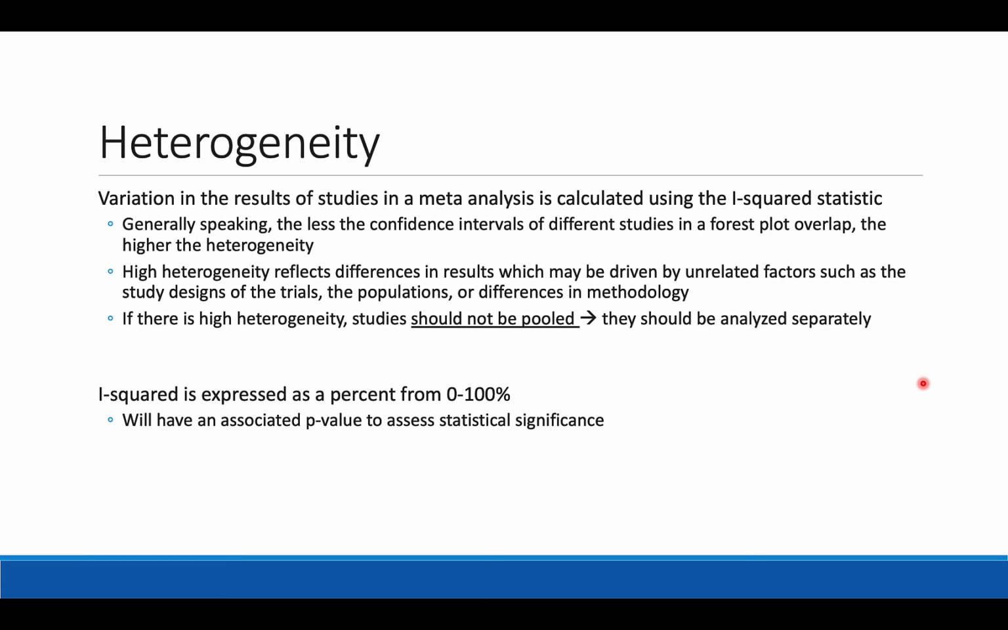If there's high heterogeneity between studies, then those particular studies should not be pooled. Rather, they should be looked at separately. I-squared as a statistic is expressed as a percent from 0 to 100%, with 100% meaning extremely high heterogeneity and 0% meaning absolutely no heterogeneity involved. I-squared is also expressed with a p-value so that we can know whether it's statistically significant.